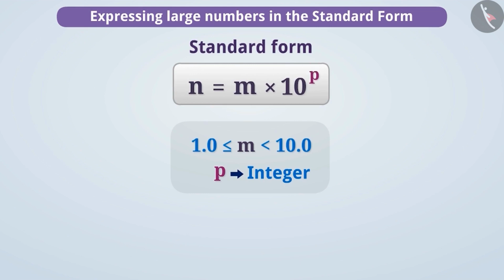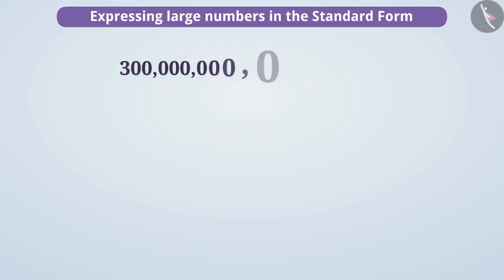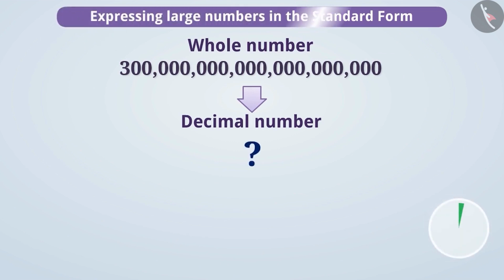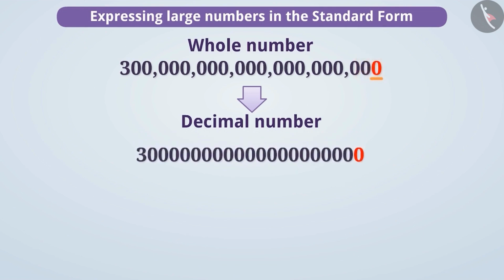Let's understand this in detail. Let us consider this figure. This is a whole number. First, we will convert this into its decimal form. Can you tell me how to do this? Think for a while. It is easy. First, we will convert the whole number into a decimal number by placing a decimal point after the last digit of the whole number and writing 0 after it, like this.